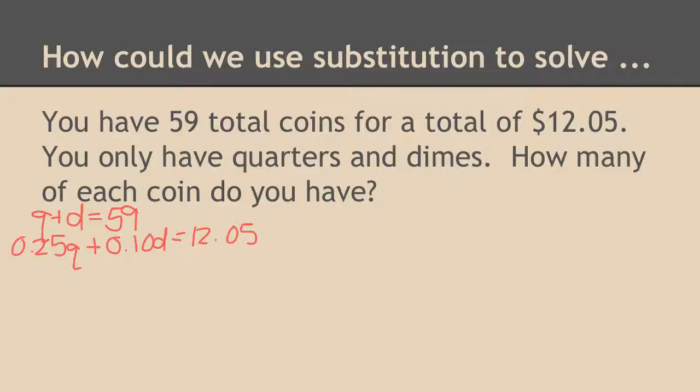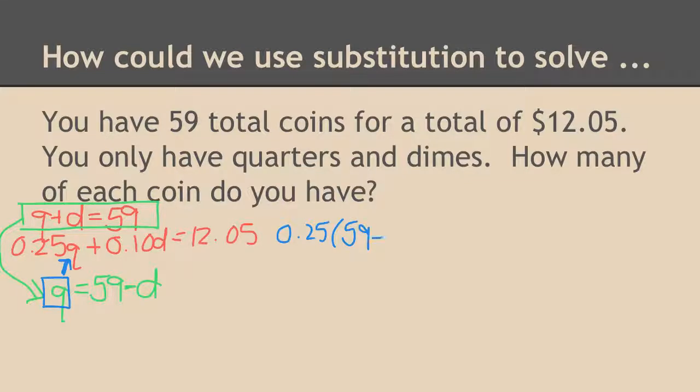Now, it doesn't appear that we have a good substitution problem here quite yet, but I am going to alter this equation right here so that the number of quarters I have is going to be 59 minus the number of dimes I have. Okay, so once I have altered that, I now know that I can put the Q in right there. So I'm just going to rewrite 25 cents times Q, but remember, instead of that, I'm going to substitute what it equals, plus 10 cents for every dime equals $12.05.